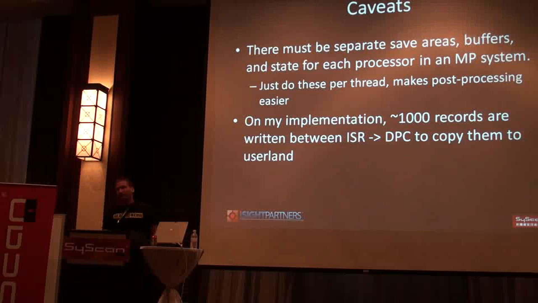There are a lot of caveats here. If you read the manuals, there's a ton of crap you have to set properly, which I didn't really do, but it works. There must be separate save areas, buffers, and state for each processor in a multiprocessor system, which seems really complex. But if you think about it, it's actually easier if you have a specific buffer per thread. So you can create a BTS area for each of the threads, and then once you're done tracing, you have a nice thread-specific trace log. So the multiprocessor issue doesn't become that great because you have a per-thread buffer anyways.